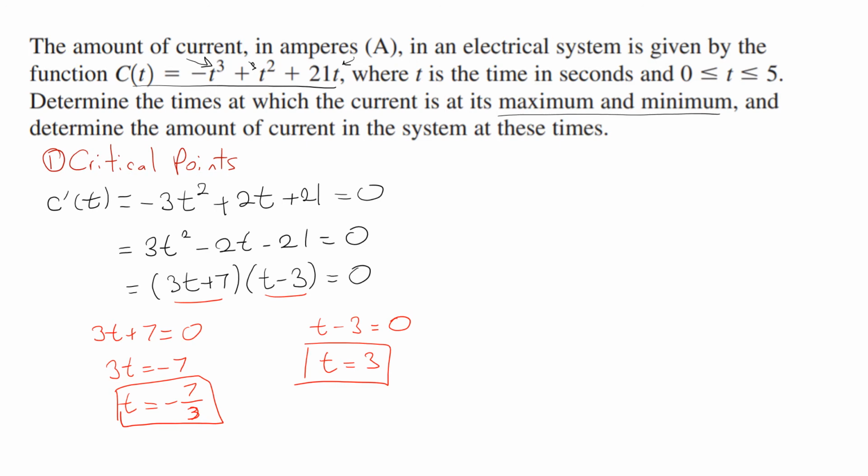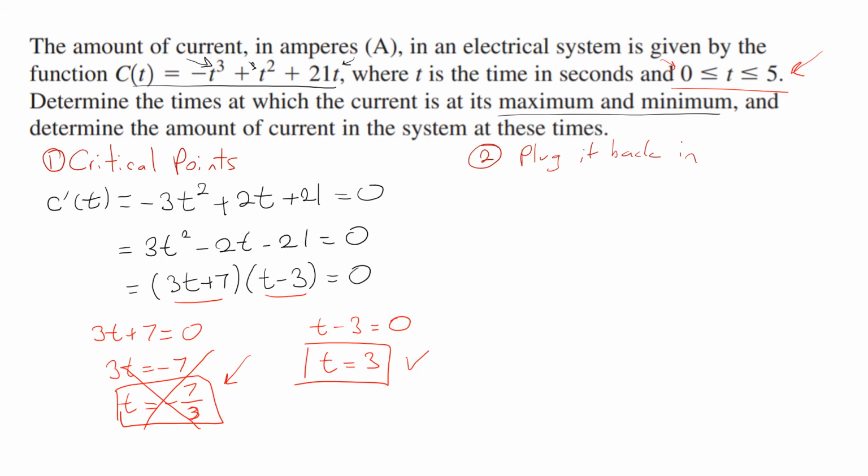However, whenever I check my critical points, I look at my interval first. So my interval is between 0 and 5. So t equals 3 passes because it's within the interval. However, this is negative 7 over 3. Because it's negative, it's not within the interval. It's only from 0 upwards to 5. So I'm not counting this. The only critical point I'm counting is t equals 3.